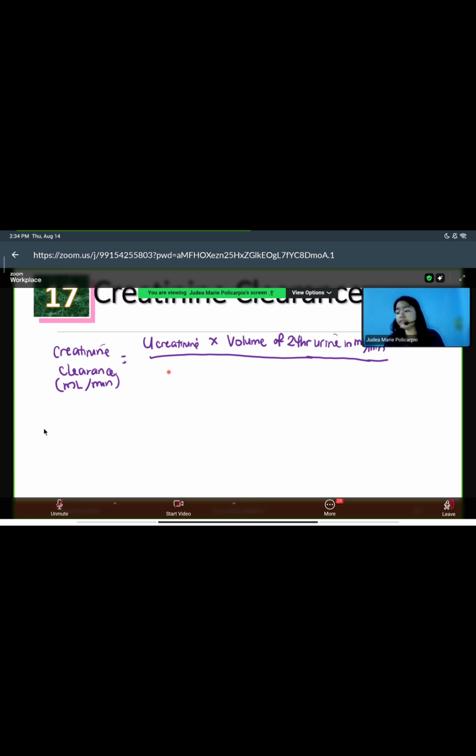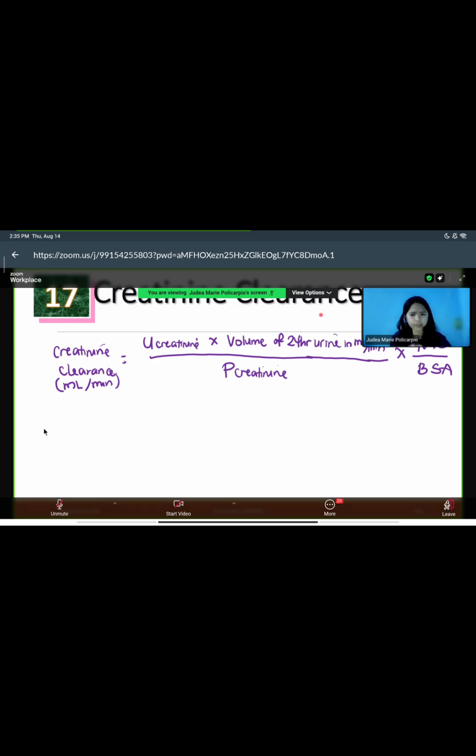Okay? I-divide lang daw natin yon with the plasma or pwede rin namang serum creatinine. Kaso hindi pa tapos ha. Don't forget na i-multiply pa natin yan with 1.73. By the way, 1.73 is a constant. 1.73 divided by the body surface area or what we call the BSA, body surface area. Okay, so ito yung formula ng ating creatinine clearance.